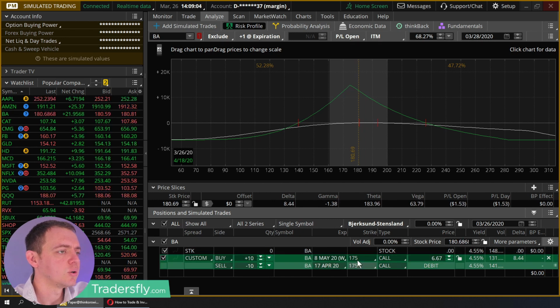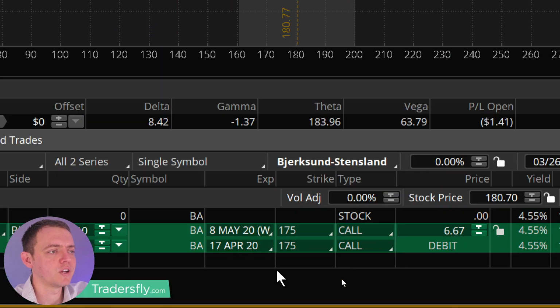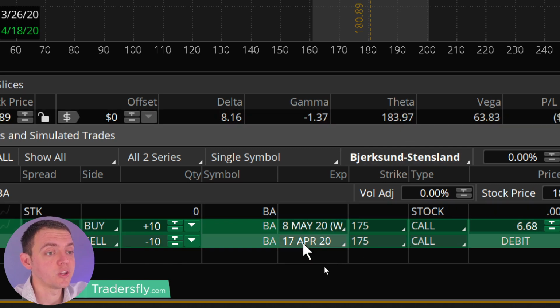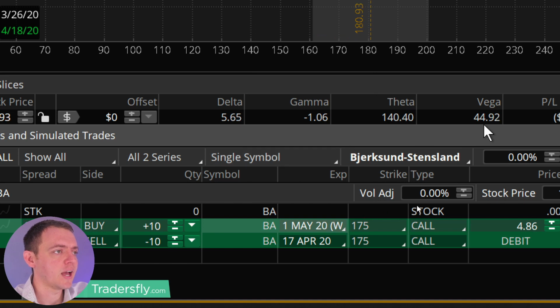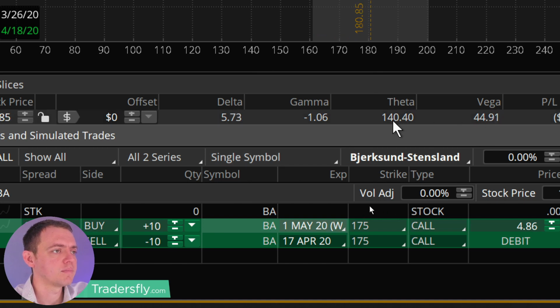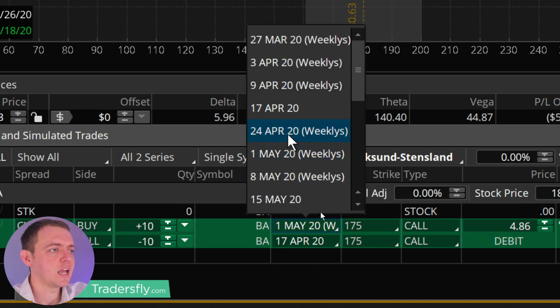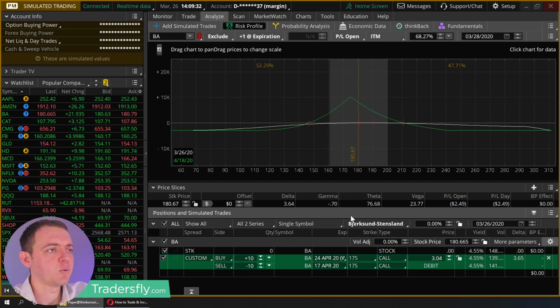Now what I can do is I still have that positive vega. How can I convert that to more of a negative vega? Well, what I can do is go ahead and, number one, get more theta, shorten this duration. Go from May 8th to, let's say, May 1st. So look at that. Now my vega is only 44. My theta also went down a little bit, 140, but I've reduced my vega exposure. Let's go a little further. Let's say April 24th. Now I'm at a 23 vega. And what does that look like?